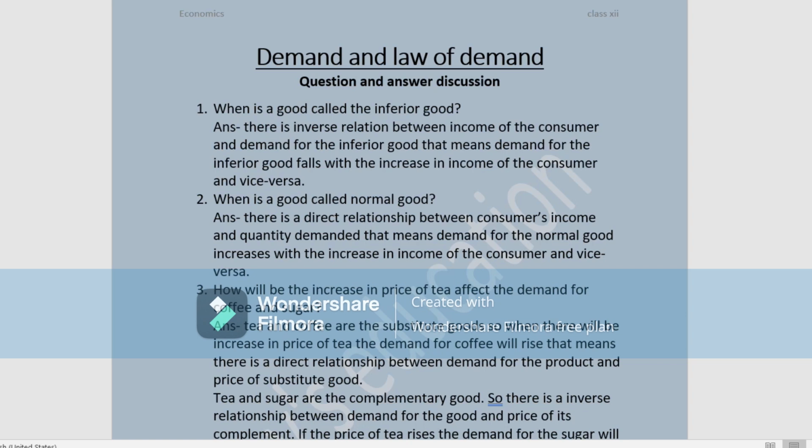When is a good called an inferior good? There is an inverse relationship between the income of the consumer and the demand for an inferior good. So what is an inferior good? When a good is called an inferior good, there is always an inverse relationship between the income of the consumer and the demand for the inferior good. That means the demand for an inferior good falls with an increase in income and vice versa.